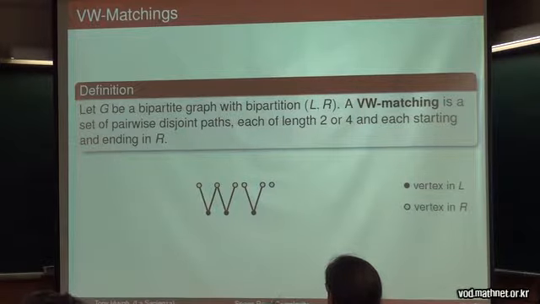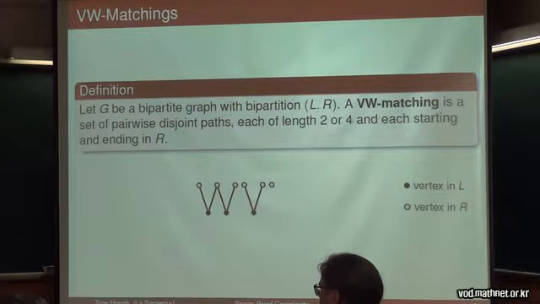So here you've got this bipartite graph, and now we just use different shapes, right? So a VW matching is just a set of disjoint paths where they all start and end on the right-hand side, which I guess is the top side in this picture. And they each have length 2 or 4. So if they're drawn like that, then they really look like Vs and Ws. And what we really need is a Hall's theorem for VW matchings instead of regular matchings.